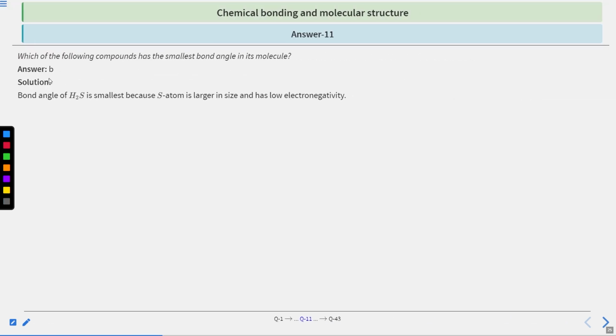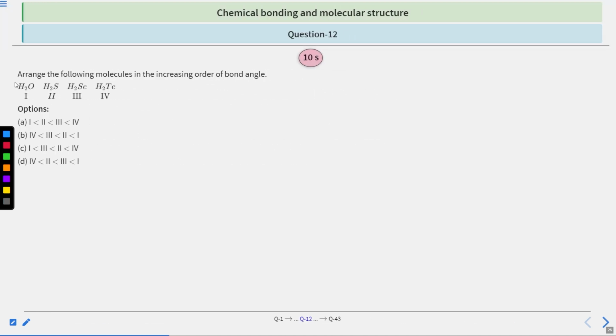Okay, so the correct answer is option B. The bond angle of H2S is smallest because the S atom is larger in size and has low electronegativity. Hence, option B is the correct answer. Let's move on to question number 12.